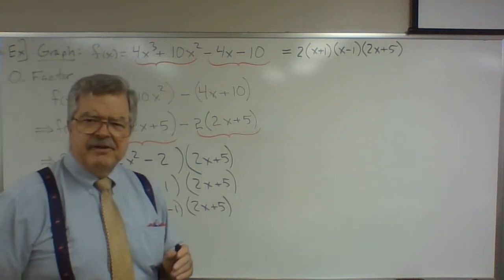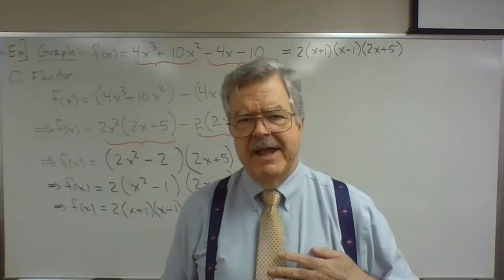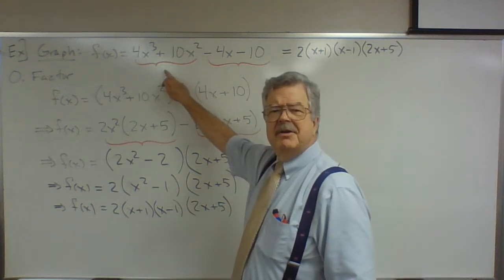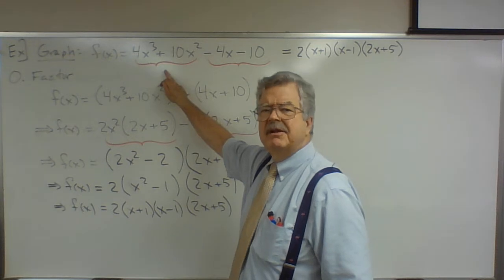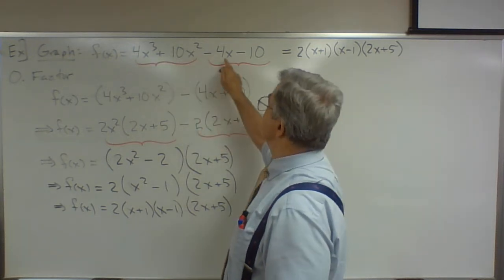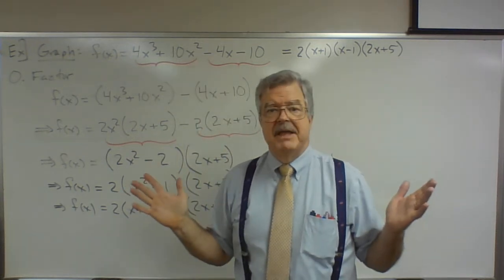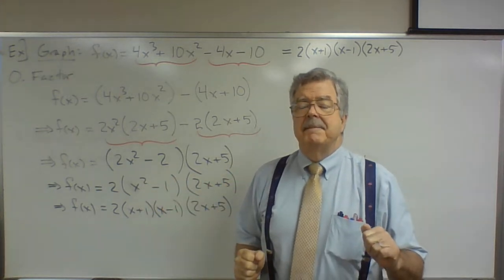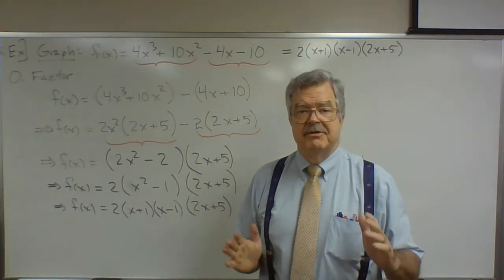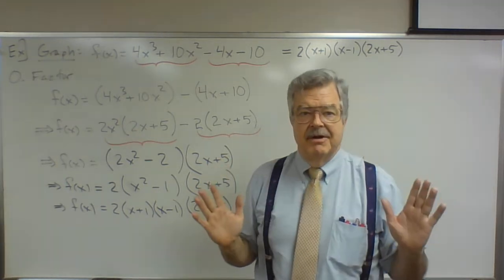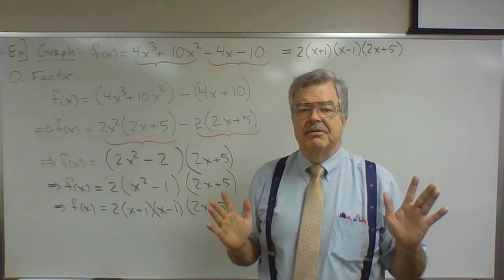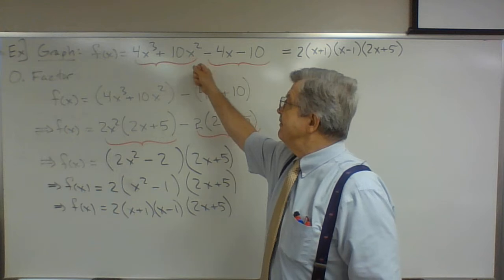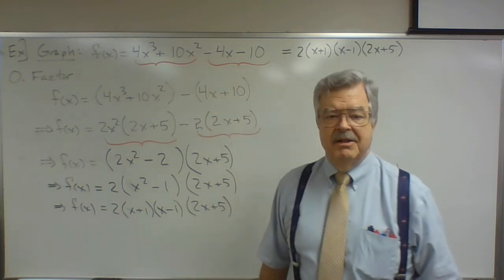Now, I did say that there was another way to factor this. When looking at this polynomial, it just might not have clicked. Hey, 4, 10, 4, 10. It just may not have. It didn't hit me at first. And sometimes we just don't see things that are right in front of us. So let's look at an alternative method for factoring this polynomial.